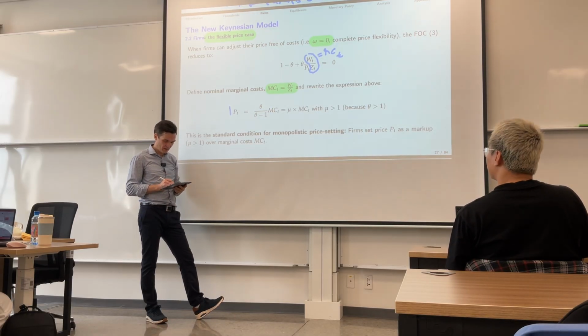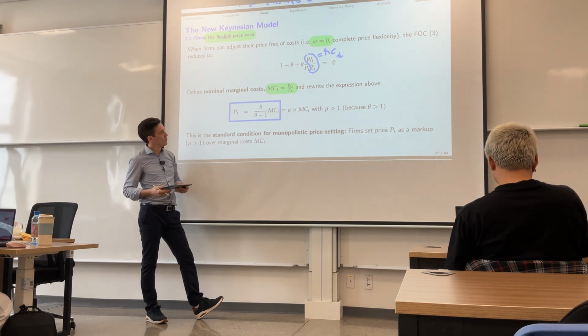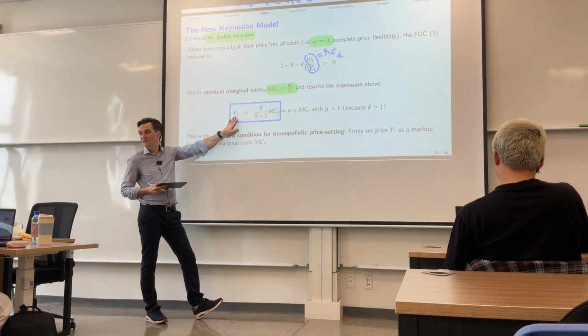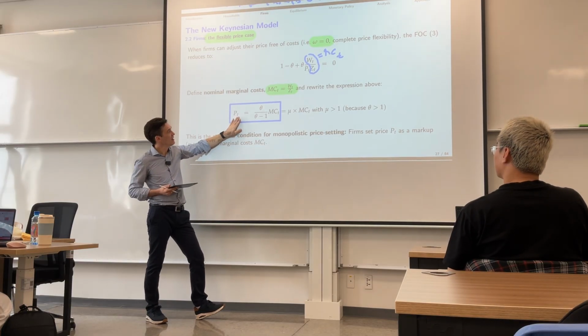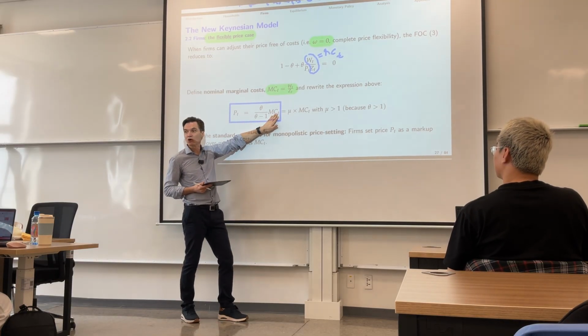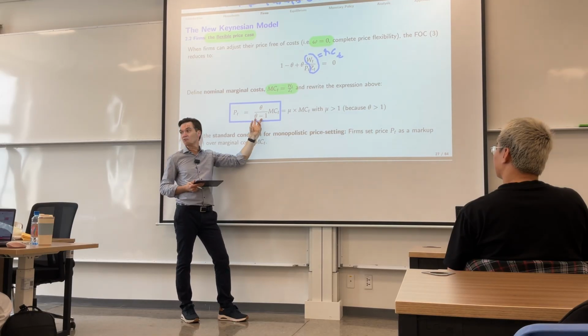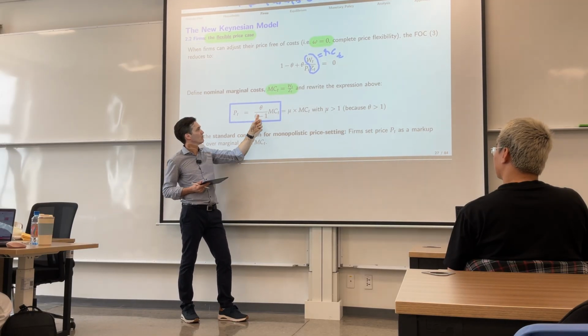So what is this equation? With flexible prices, firms set a price P_t as a function of their marginal cost times a ratio, theta over theta minus 1.